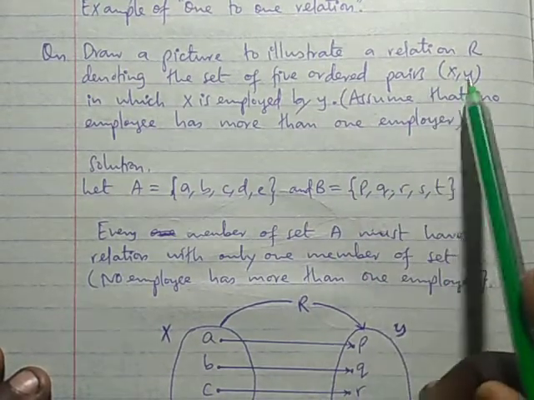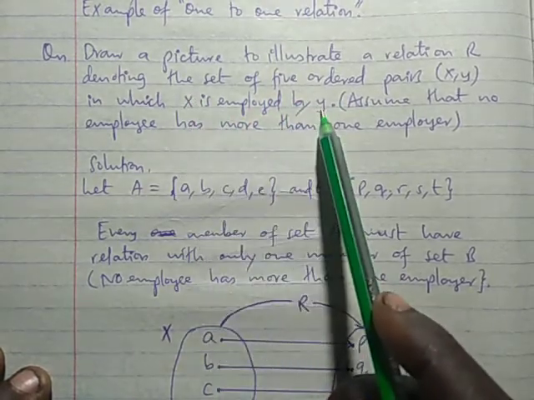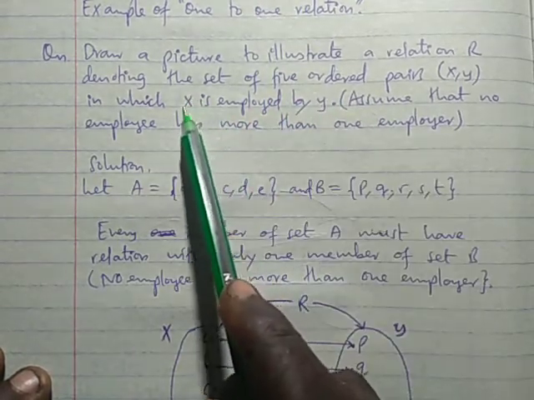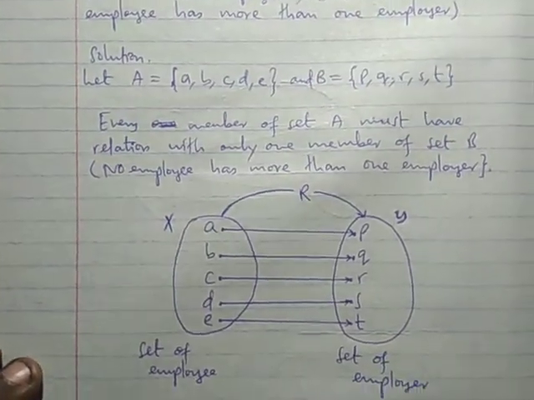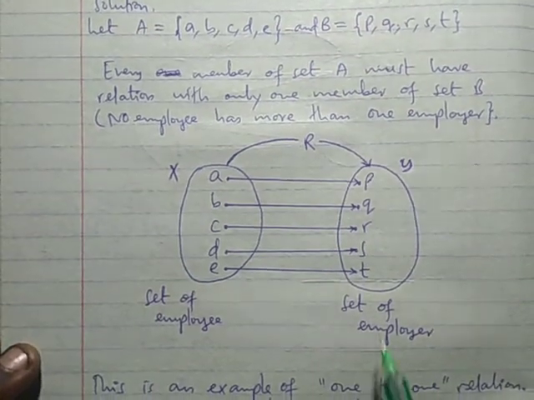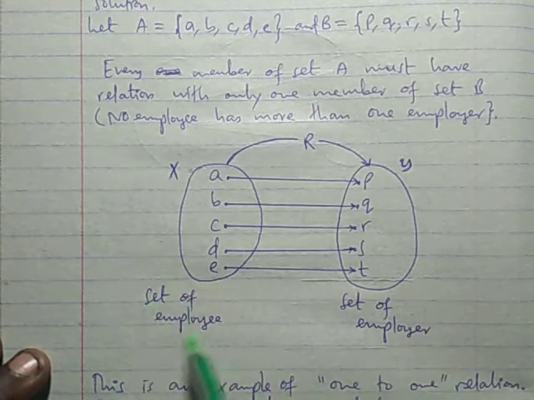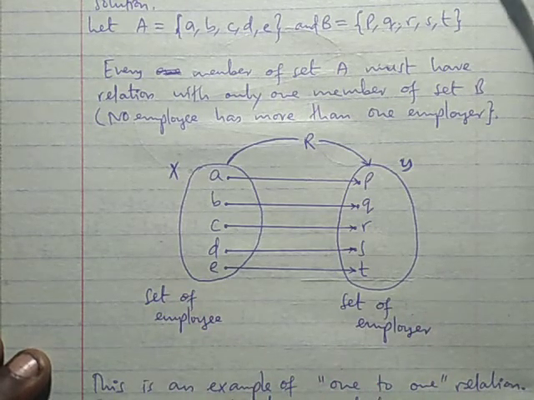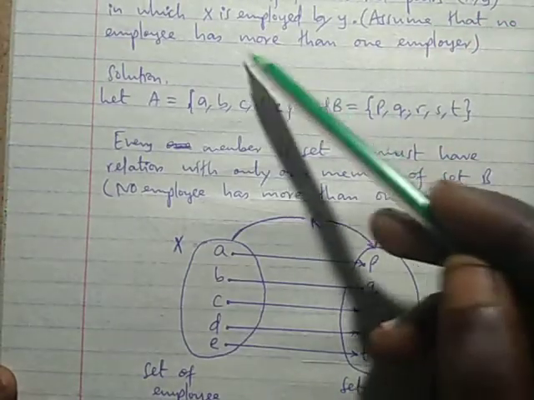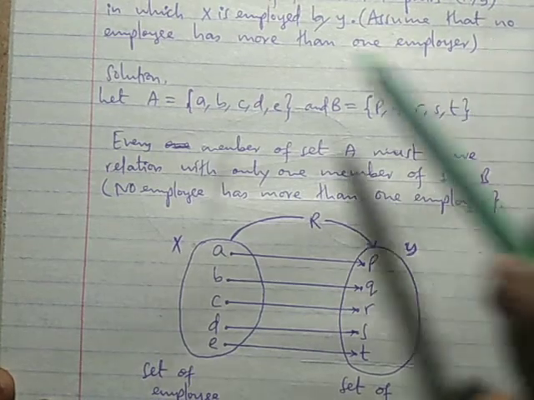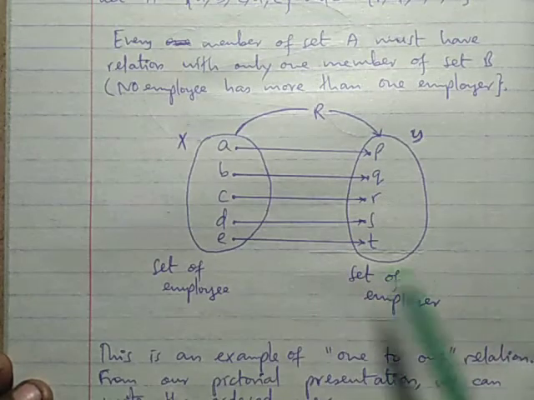Remember, set of (x, y) in which x is employed by y. So x ni employee, y ni employer. X ni mwajiriwa, y ni mwajiri. Lakini u-assume kwamba hakuna mwajiriwa aliyeajiriwa na mwajiri zaidi ya mmoja. So if this is the set of employees and set of employers, and x is the set of employees, assume that no employee has more than one employer. If there is no employee who has more than one employer, that means this will be the one-to-one relation.